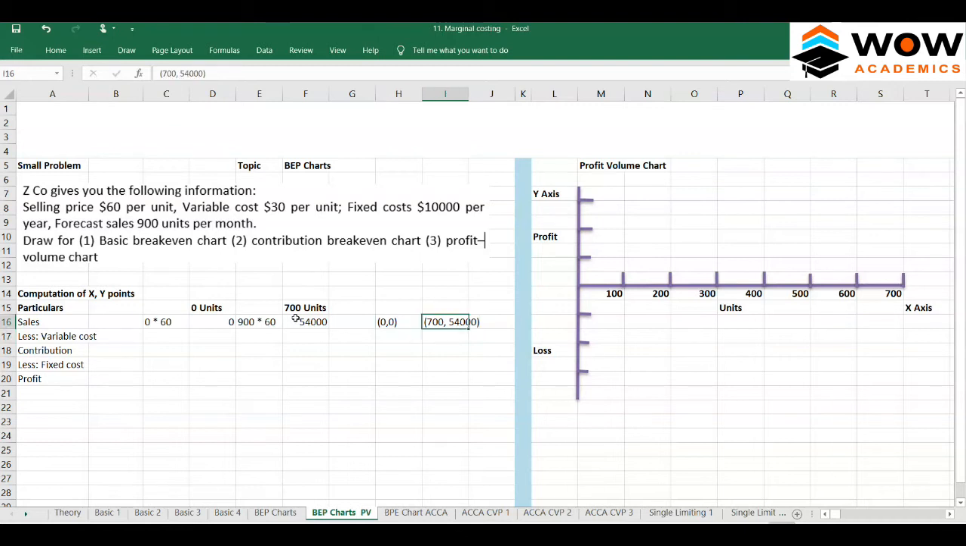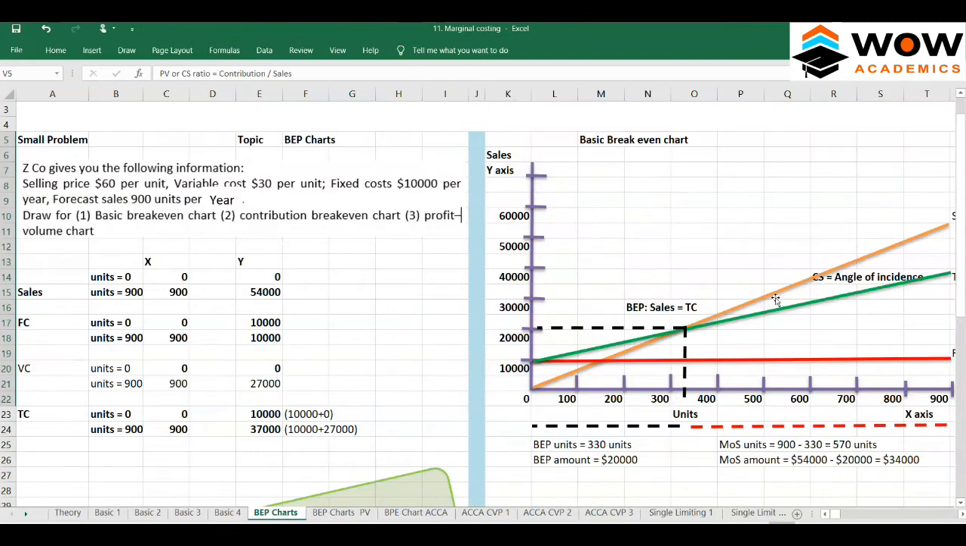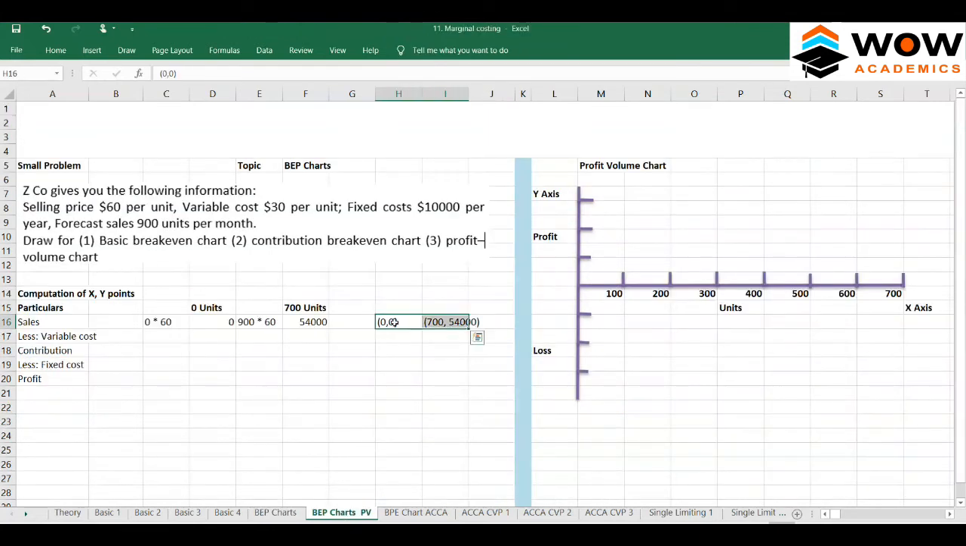Okay, so there are going to be 2 points here. So first we'll mark these 2 points. We'll get a line. Okay, sorry, we don't need to do it for sales. We just have to do it for profit. So we can just eliminate this.